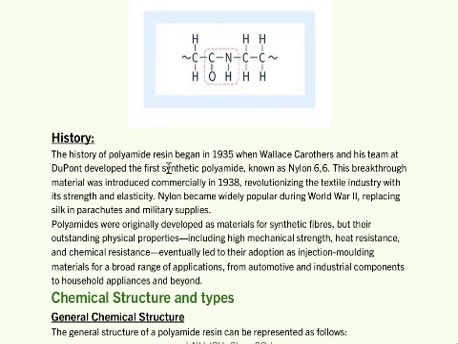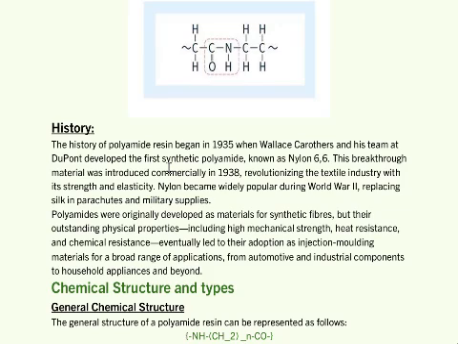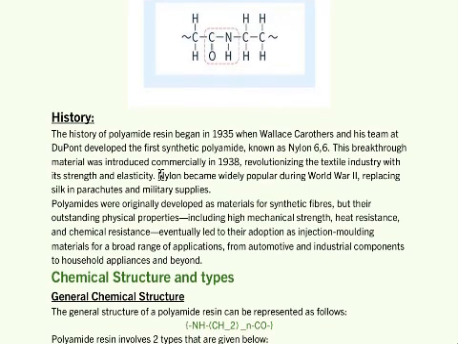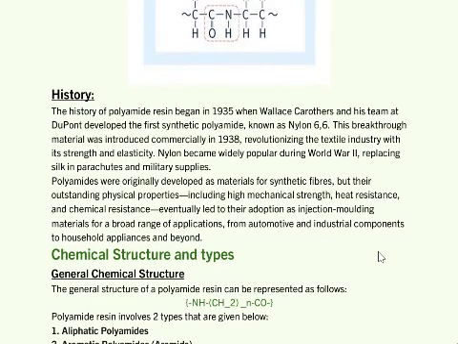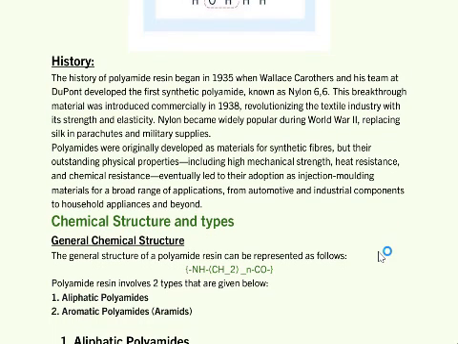The history of polyamide resin began in 1935 when Wallace Carothers and his team at DuPont developed the first synthetic polyamide known as nylon 66. This breakthrough material was introduced commercially in 1938, revolutionizing the textile industry with its strength and elasticity. Strength and elasticity are the most unique properties of the polyamide resin. Nylon became widely popular during World War II, replacing silk in parachutes and military supplies.